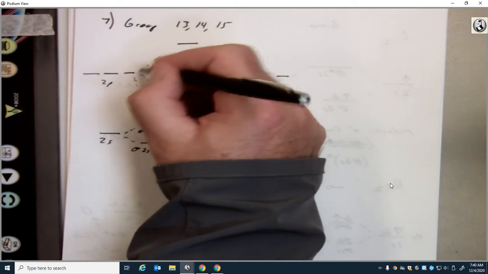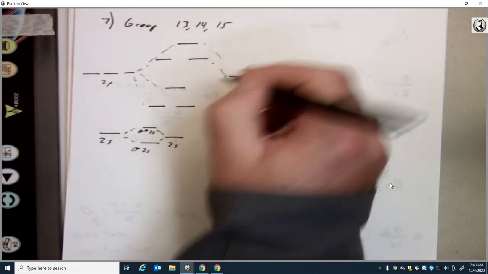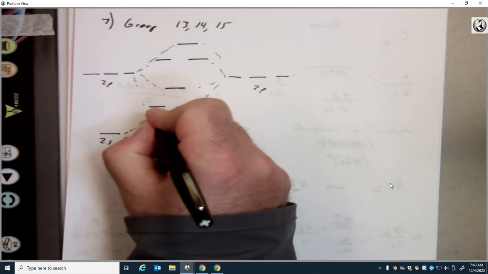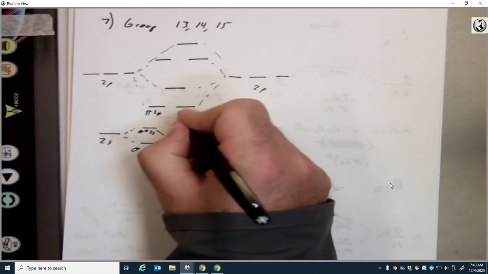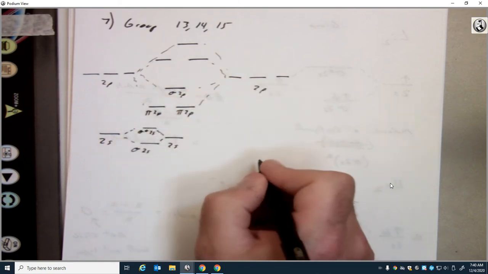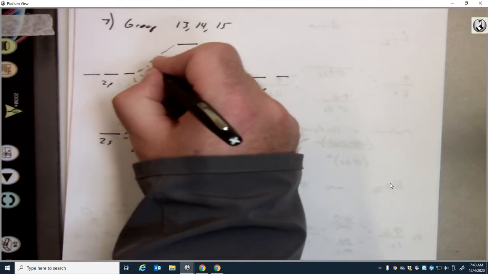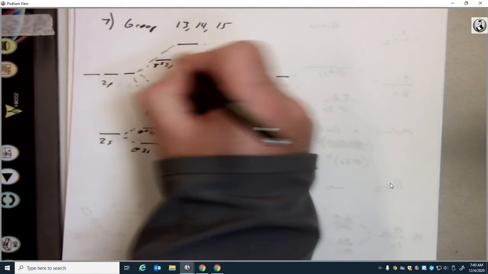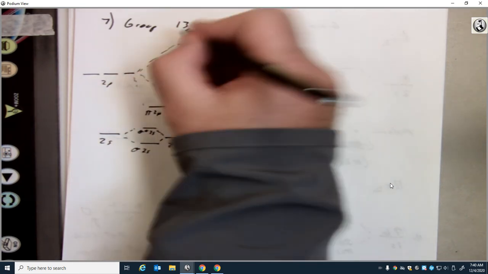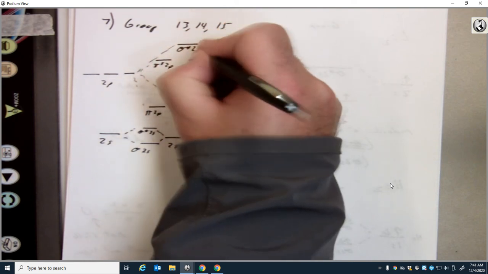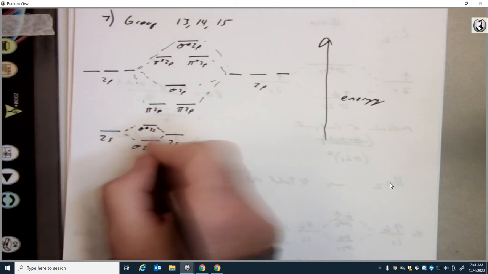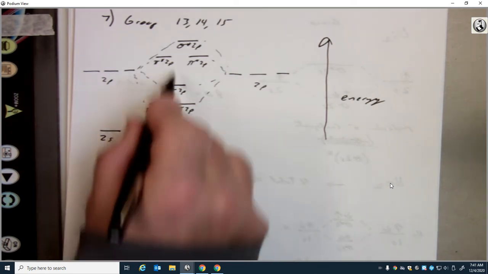I don't know why we put these dotted lines here. You don't really need them. Now, what are these molecular orbitals? This is the pi 2p orbital. This is a pi 2p orbital. This is a sigma 2p orbital. This is an anti-pi 2p. This is an anti-pi 2p. And this is an anti-sigma 2p. Okay, and remember, this is from low to high energy. So when we go to fill these molecular orbitals, we're going to start down here and work our way up.